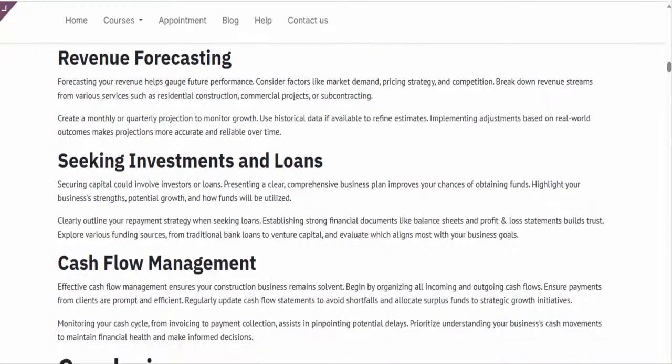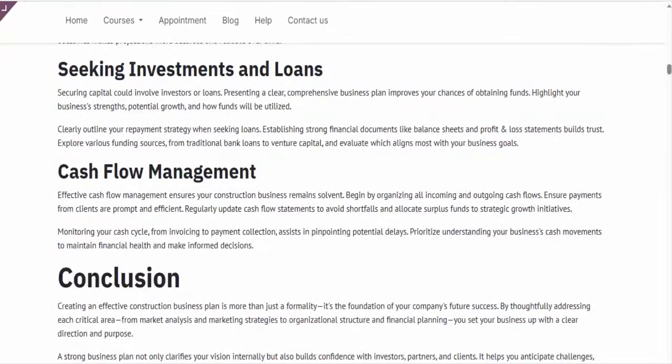Seeking investments and loans. Securing capital could involve investors or loans. Presenting a clear, comprehensive business plan improves your chances of obtaining funds. Highlight your business's strengths, potential growth, and how funds will be utilized. Clearly outline your repayment strategy when seeking loans.